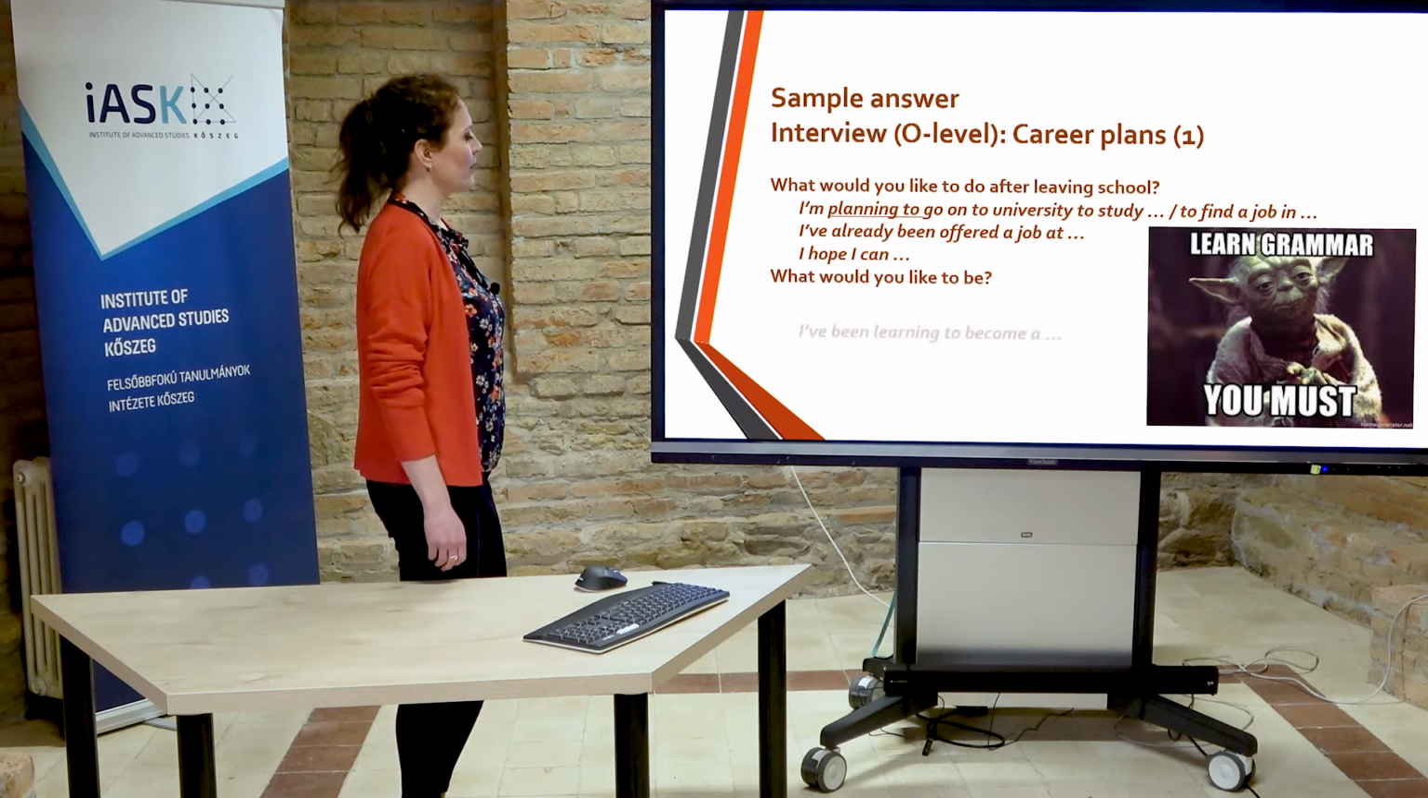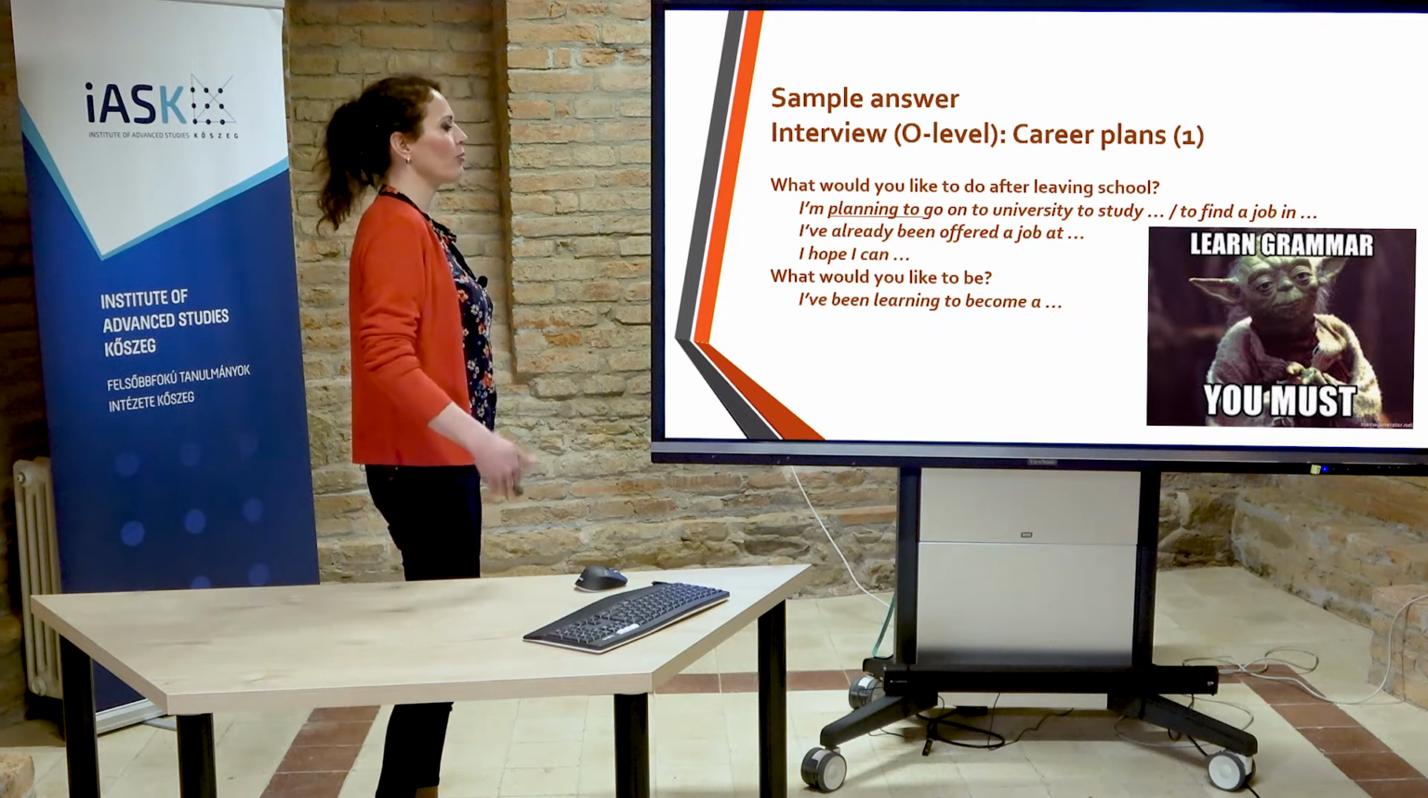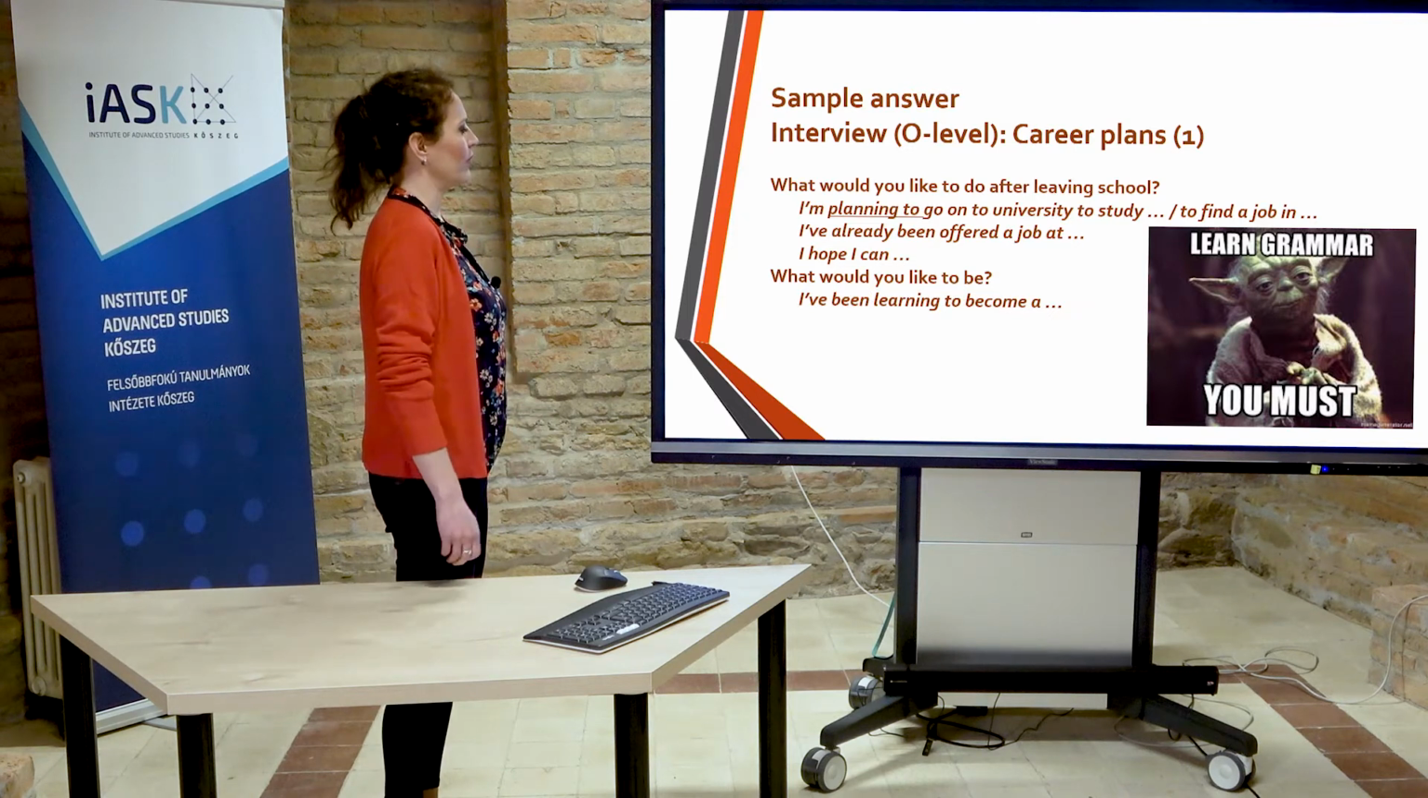What would you like to be? I've been learning to become whatever. As you can see, sometimes it's great to use the present perfect or even the present perfect continuous because you started something in the past and you have just finished, or you have been going on with it for a long time.